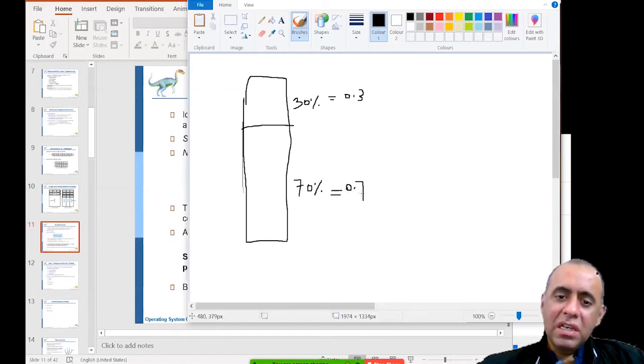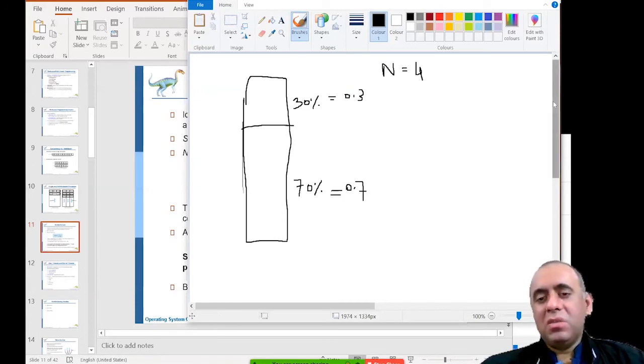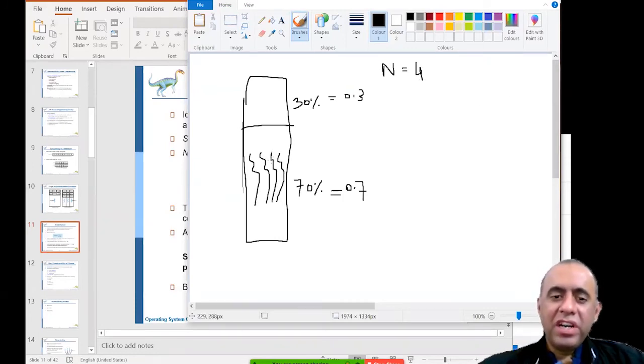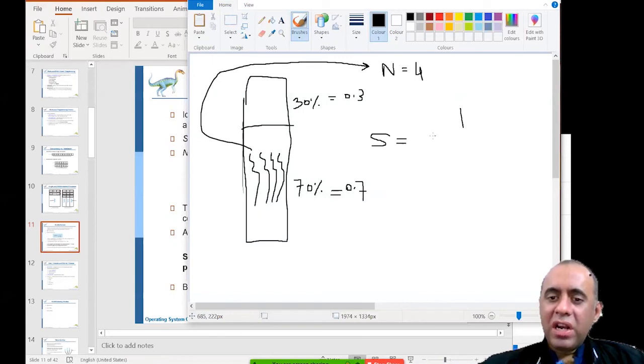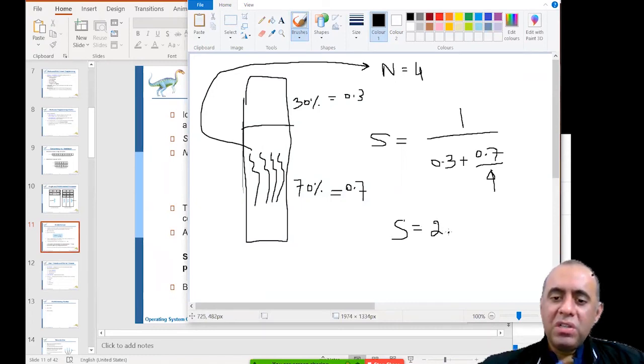Amdahl's law says the speed up, and by the way, I'm saying that this particular example has four CPUs in the system, or in other words, we're assuming that we're creating four threads, right? So I am assuming n is equal to four. The speed up using Amdahl's law has the formula S = 1 divided by (the sequential part, which is 0.3, plus the parallel part, which is 0.7, divided by the number of CPUs available to us). If you calculate it using a calculator, you will see the value of S to be 2.1.